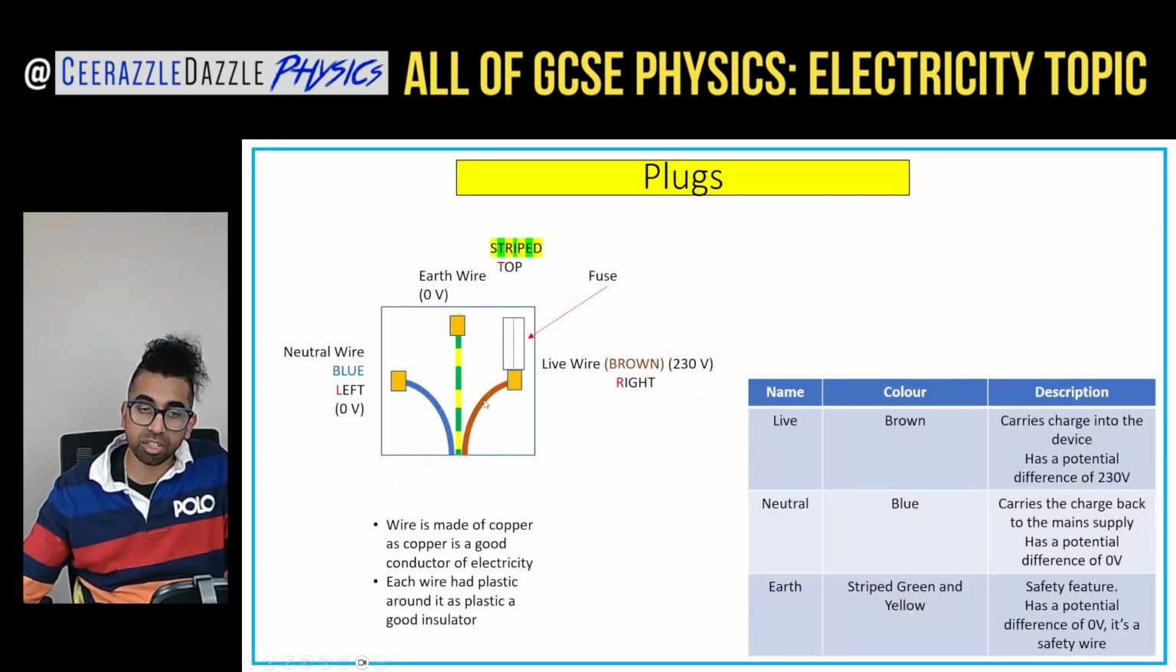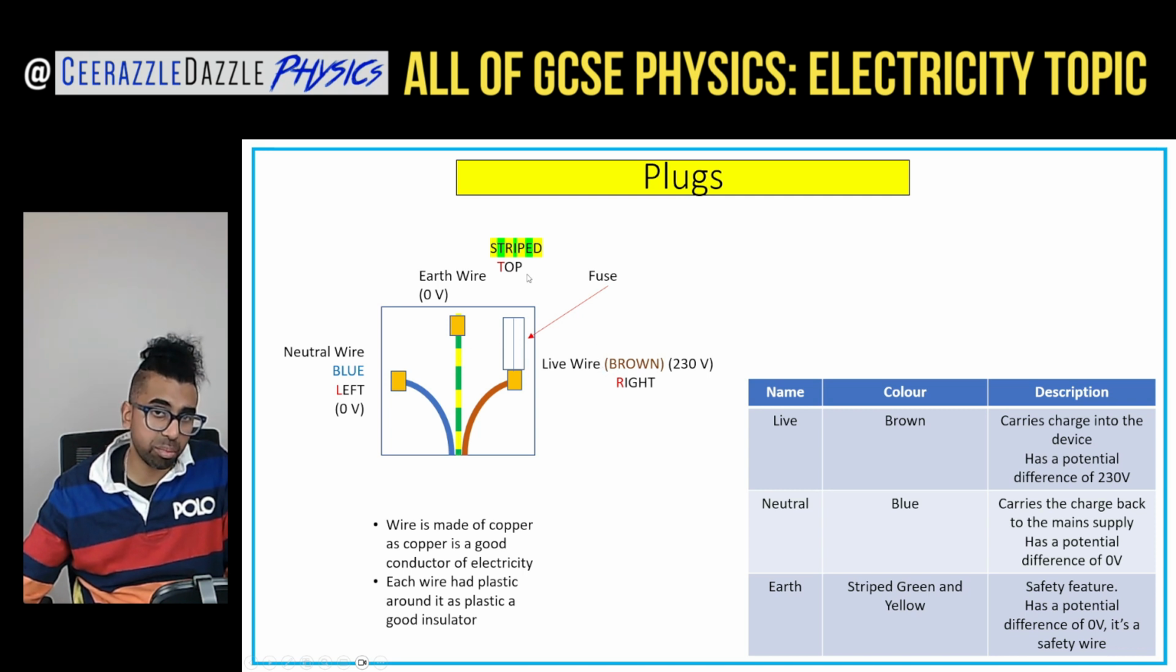Alright, plugs right now. So we've got three wires right now. We've got live, earth and neutral. The live wire is brown and it brings the charge into the device and has a potential difference of 230 volts. The blue wire is the neutral wire and it's going to the left hand side over here and it carries the charge back down to the plug over here. It has a potential difference of 0 volts. The striped green and yellow wire, this one over here, is the earth wire and this is a safety wire and it has also a potential of 0 volts.